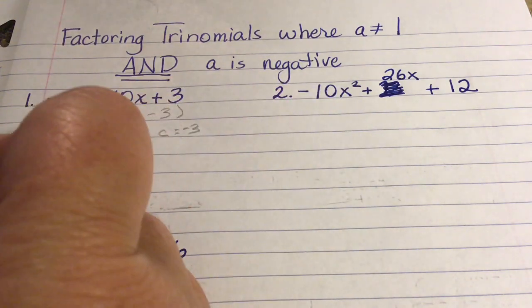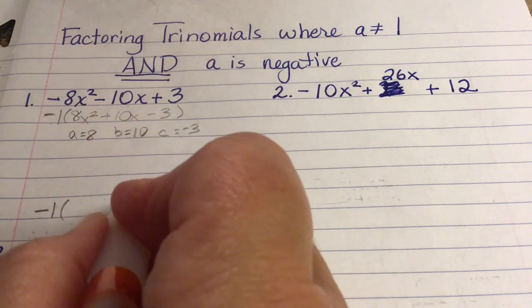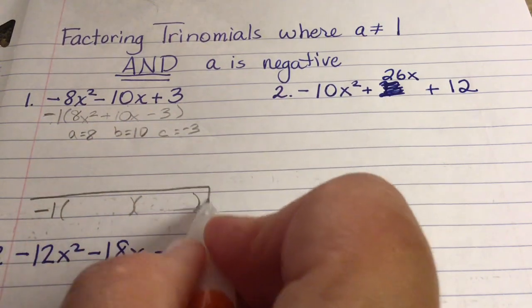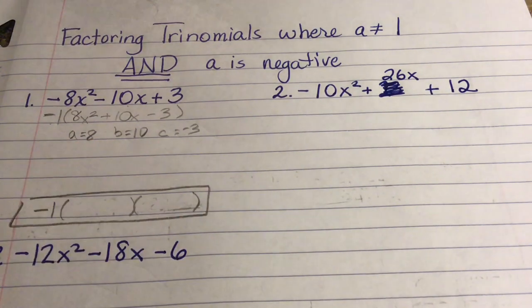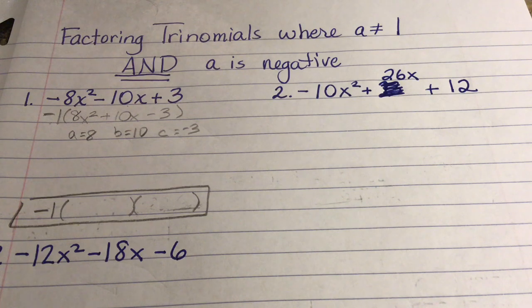I want to go ahead and put negative 1 down here in my answer so I don't forget it. I always do that with my greatest common factor or anything else. I'm going to factor these using bottoms up. To me, I just think that's easier, the bottoms up method.